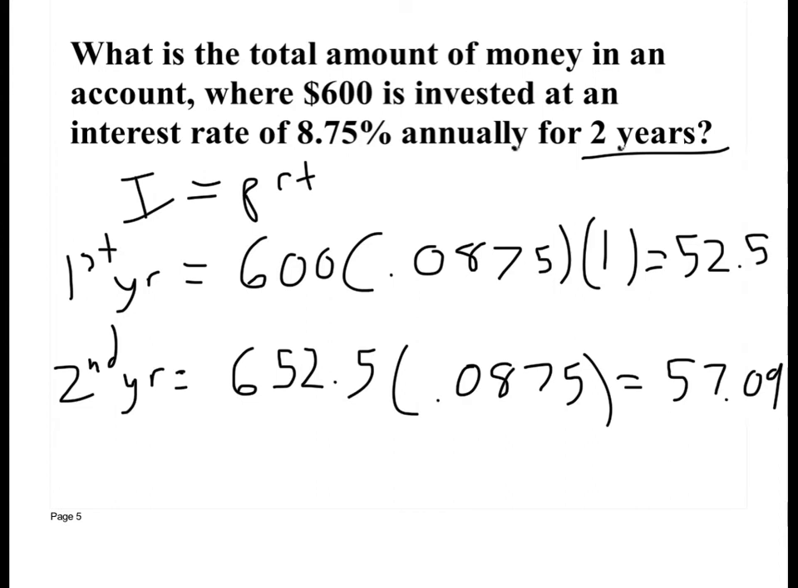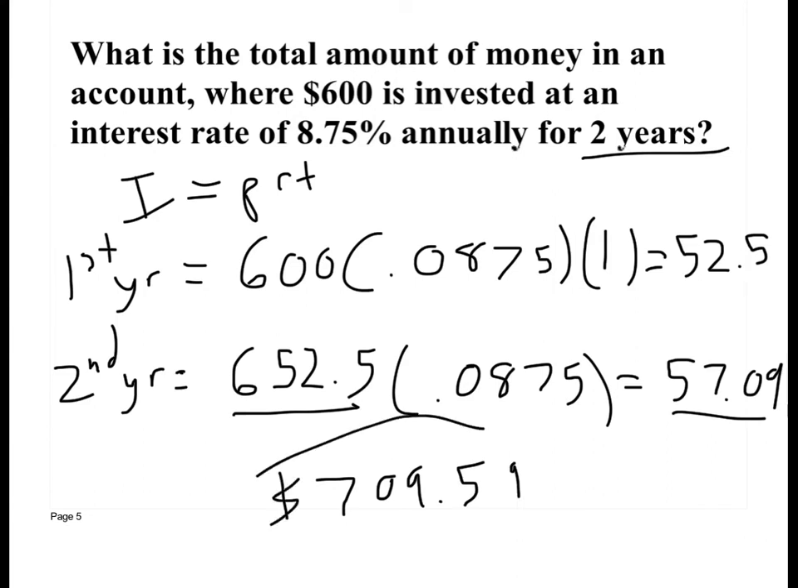So is it 57.09? No. Is it 652.50? No. What I have to do is I have to combine my principal from year 2 with my interest from year 2. When I combine those, I get 709.59. That's how much total amount is in the account after 2 years. Now, if this was done by simple interest, it would have only been maybe $90, if not less. So this is where you make more money, is based on compound interest, by compounding it annually.